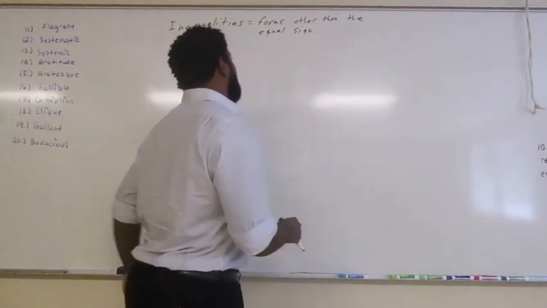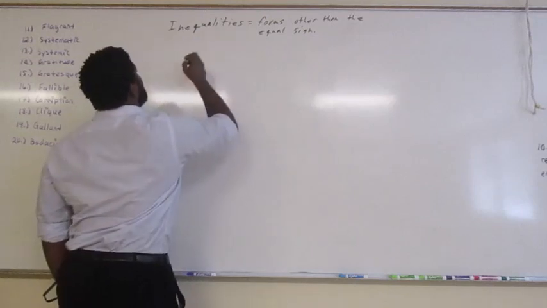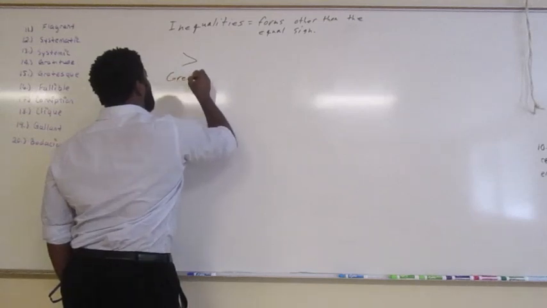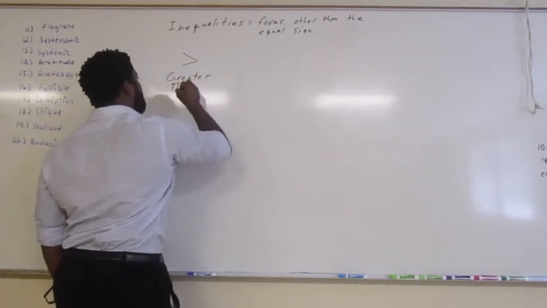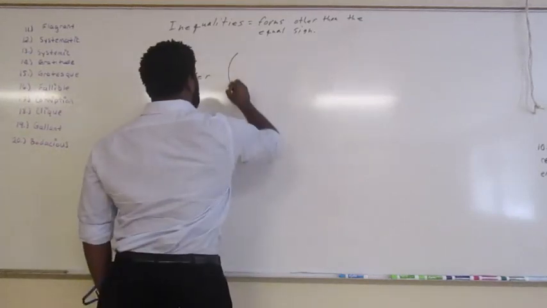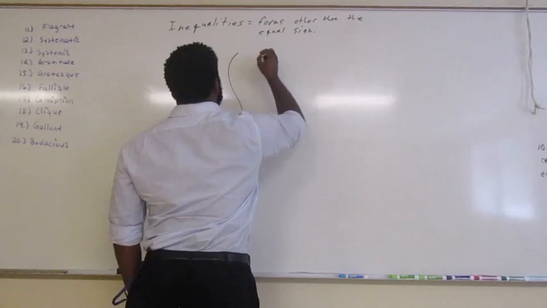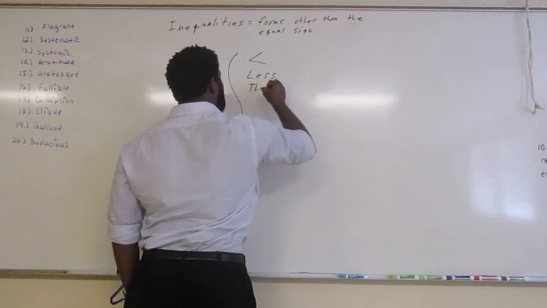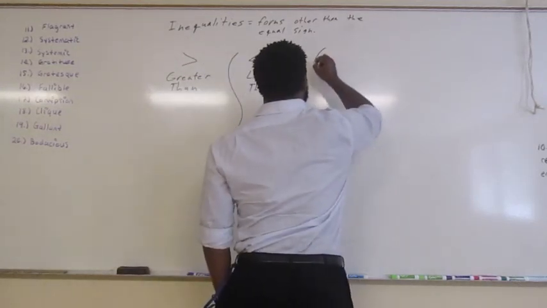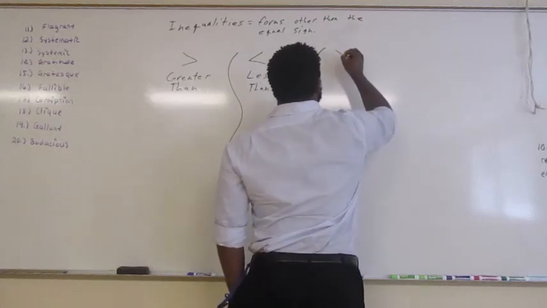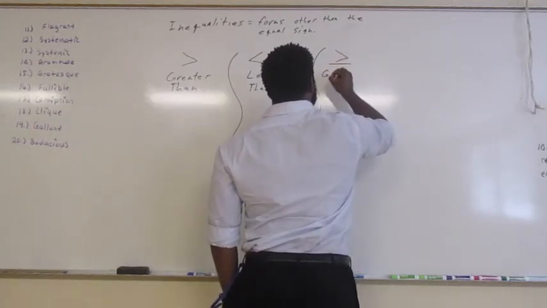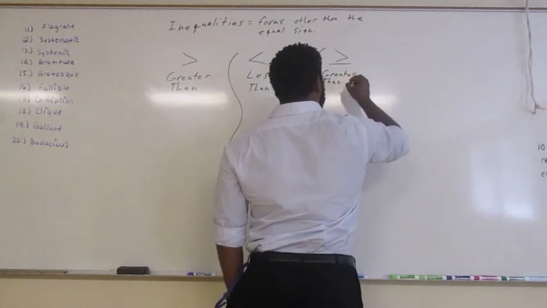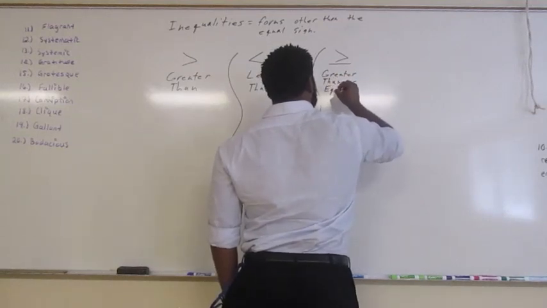All right, so let's discuss this, shall we? All right, so you have greater than, okay? You have less than, and equal to, equal to absolute value. You have greater than or equal to.